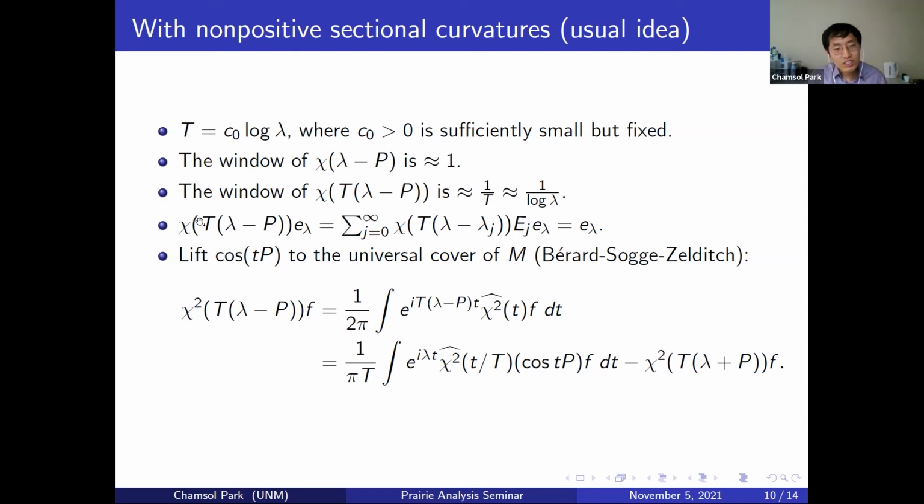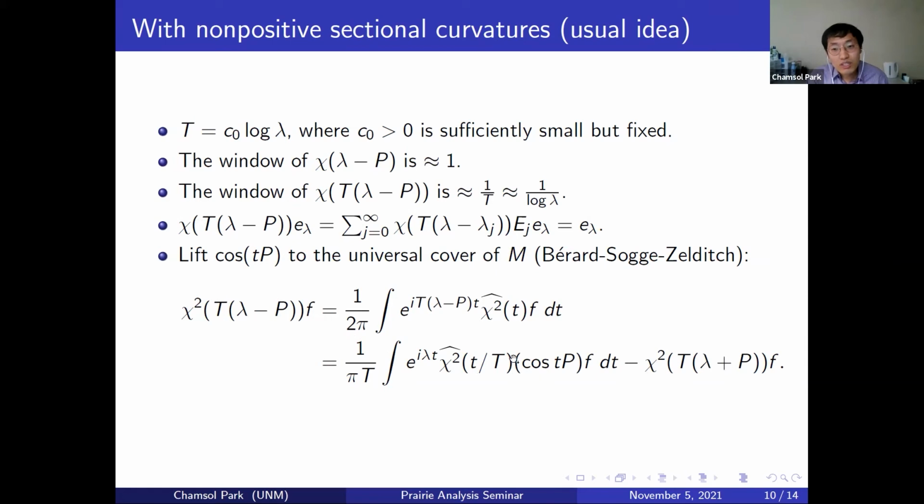So usually in this topic, we want to think about the TT star argument first. In the sense of the TT star argument, we want to think about chi square of t times lambda minus p acting on f. And by a simple computation, we can think of this left-hand side as the right-hand side here. And fortunately, the contribution of the very last term is negligible, so we can ignore it and focus on this.